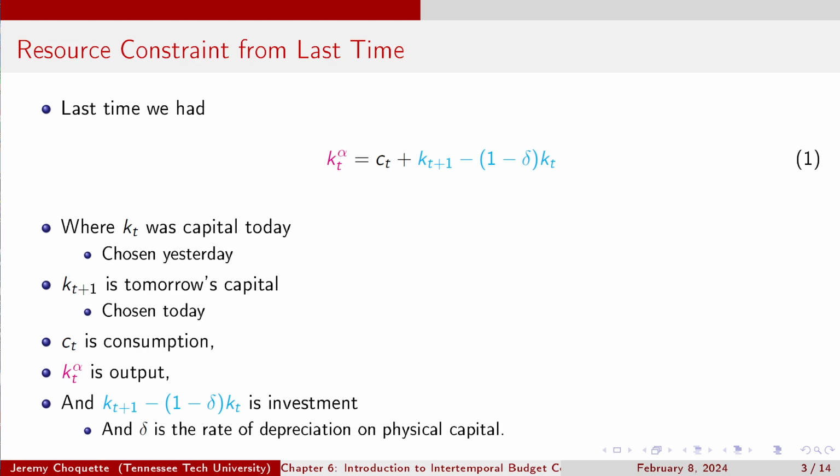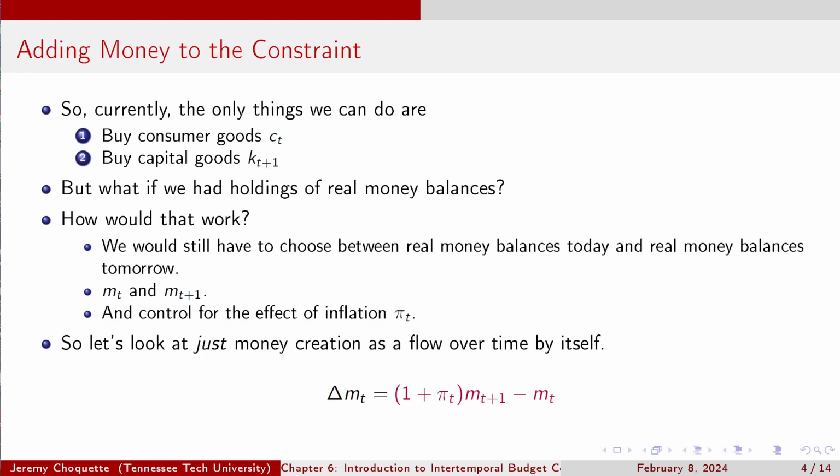So K_t+1 is the new capital that we're buying. Now, some of K_t+1 has to go to replace delta times K_t units that fell apart. So delta would be the rate of depreciation on physical capital. We went through all that stuff with the roller coasters. So currently, the only options we have are to buy consumer goods or buy capital goods. We can either buy C_t or K_t+1.